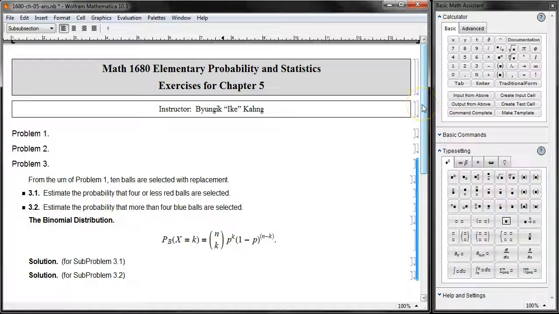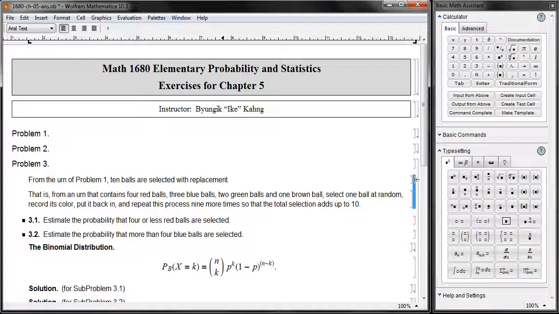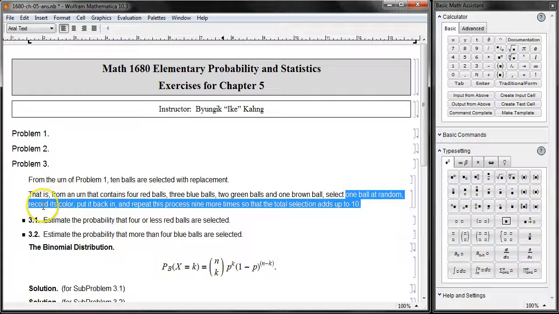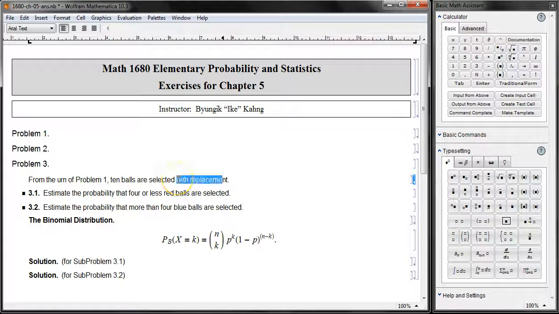Anyway, here we go. From the earlier problem 1, 10 balls are selected with replacement. What exactly does it mean by with replacement? That means select one ball at random, record its color, put it back in, shuffle it, and repeat this process a total of 10 times. Because I'm putting this ball back in after recording its color, I can repeat it not just 10 times but 100 times.